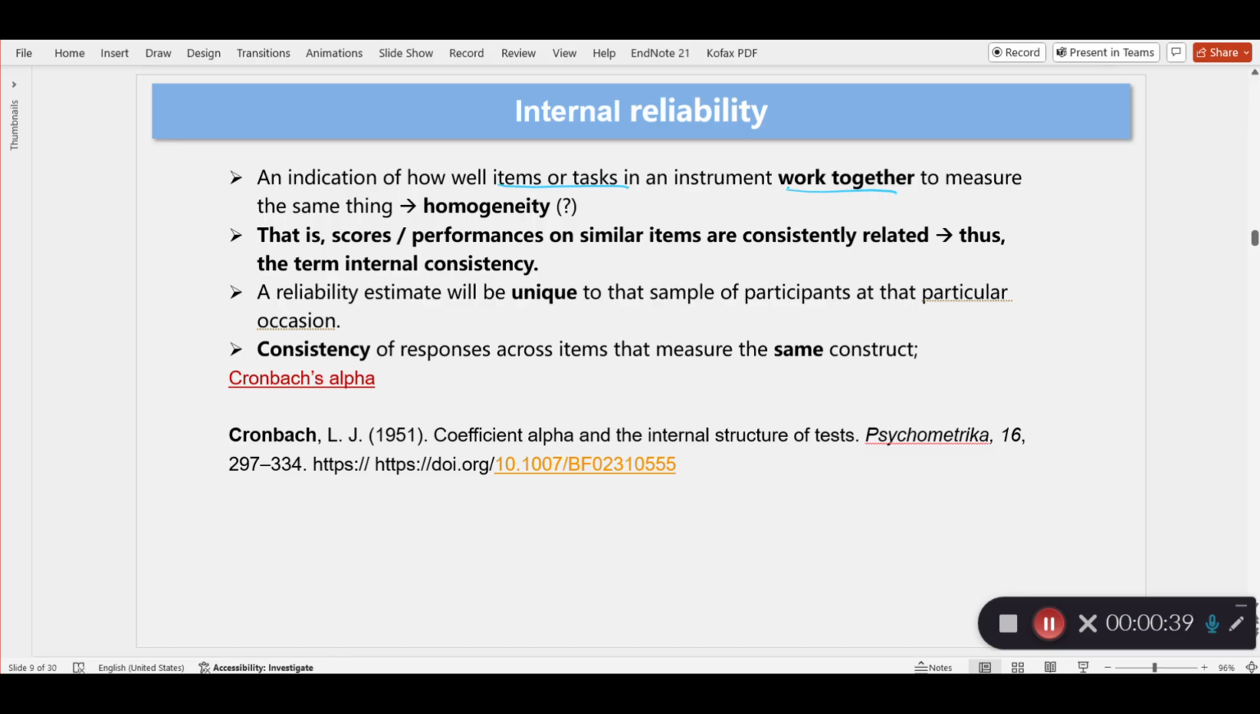Because to me, a homogeneous group of items basically measure more or less the same construct. But having a high correlation between items, meaning that they work together and as a result they have a high correlation, does not necessarily mean that they are measuring the same construct. They could be having high correlations for different reasons. Therefore, scores and performances on similar items are consistently related in an instrument which has high internal reliability for scores or high internal consistency.